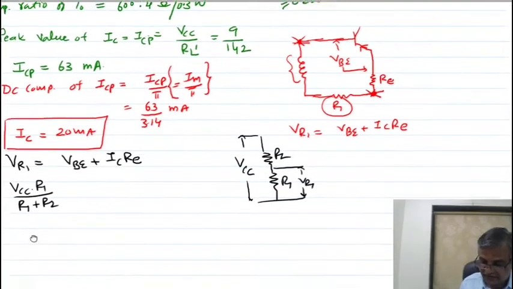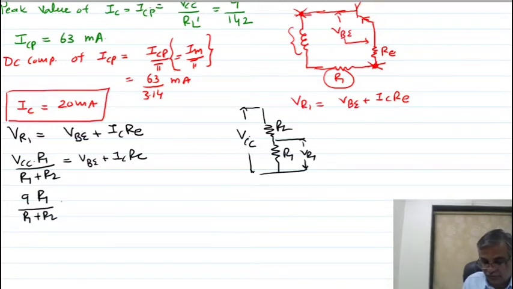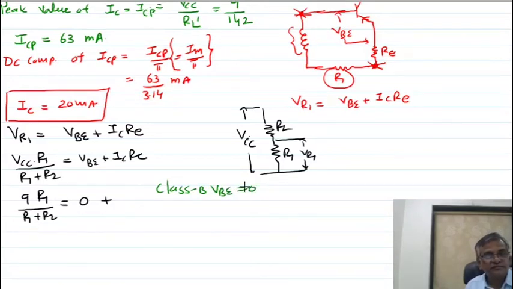So I can say like this. What is VR1? VR1 is VCC into R1 upon R1 plus R2. So VB plus IC RE. This is 9 volt, R1 plus R2. For class B operation, VBE is 0, you know. So I can write here 0 volt. If it is class AB, what should I write? 0.5.